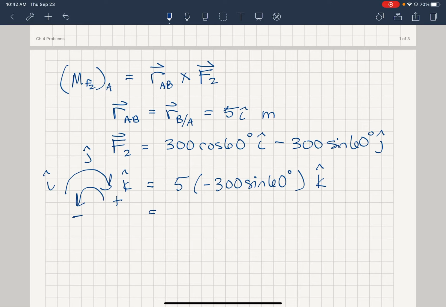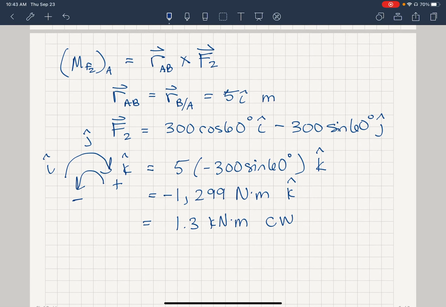We get 1,299 Newton meters in the K direction. And so if we rewrite that, we could put it in kilonewton meters, so 1.3 kilonewton meters, and it's in that negative direction, so into the board, which would be clockwise. So that's one way of doing it.